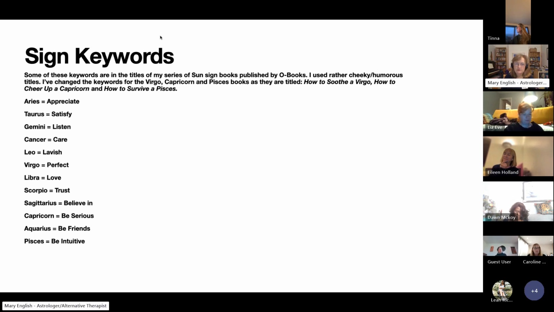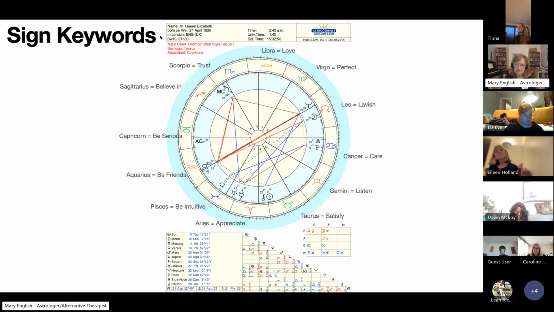Now, here we have Queen Elizabeth II, God bless her, who's now in heaven. This is her natal chart. And I've just plonked in all the way around the circle the keywords for the signs of the zodiac that go around her chart. So starting on the left-hand side at the ascendant at the 8:45 position, we've got the sign of Capricorn. So I've put that keyword in there, be serious, and going all the way around the zodiac. So there's your keywords. Okay, so that's a way of writing those onto your own chart so you can memorize them and learn them and make it easy for yourself.